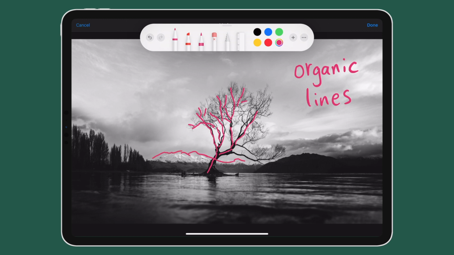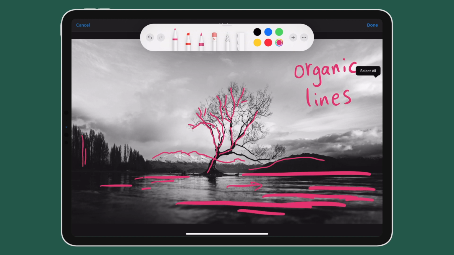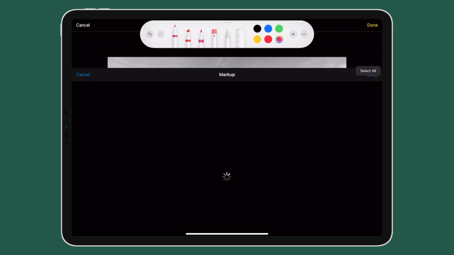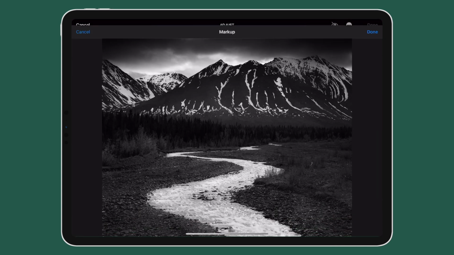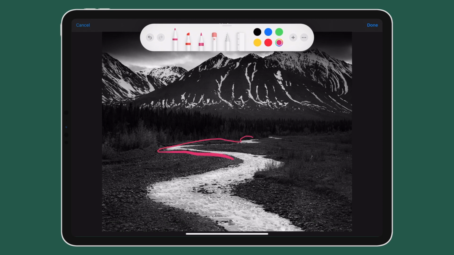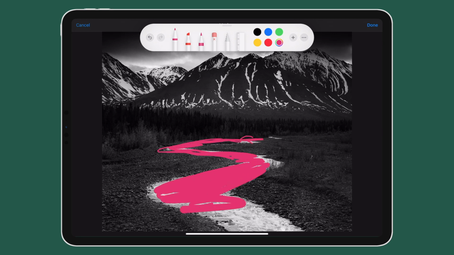Look at lines. Look at lines on the lake. Look at lines on the tree. And we have lines of the road. Thick lines. This would be a thick line, and become skinnier. Thick to skinny.